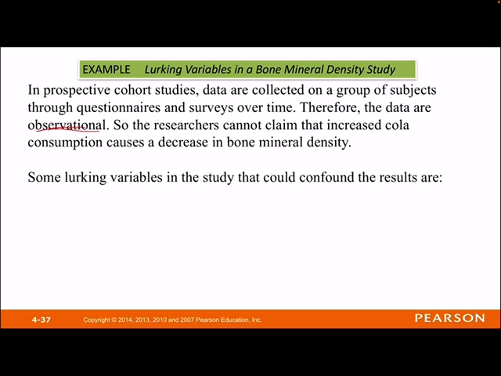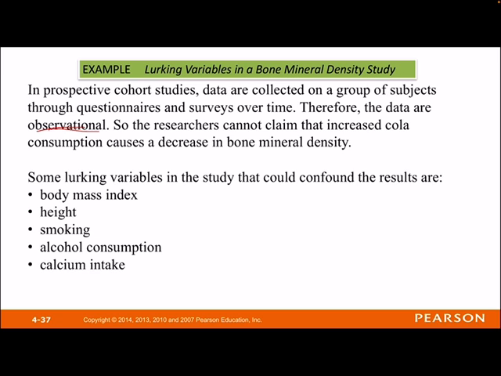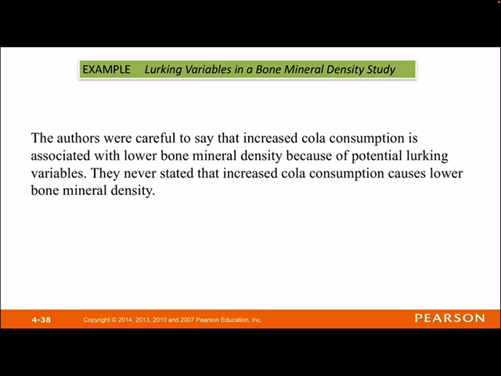So what are some lurking variables in this study that can confound the results? Your body mass index, your height, whether you smoke or not can affect your bone density, your alcohol consumption, your calcium intake, whether it's natural or you're taking a supplement or lack thereof, and physical activity. The authors were careful to say that the increased cola consumption is associated with lower bone mineral density because of the potential lurking variables. They never stated that the increased cola consumption causes lower bone mineral density.